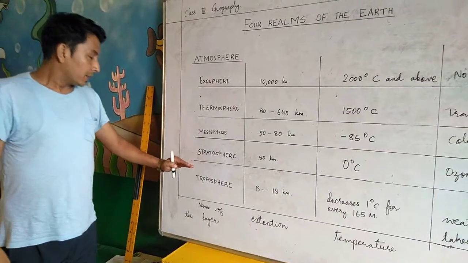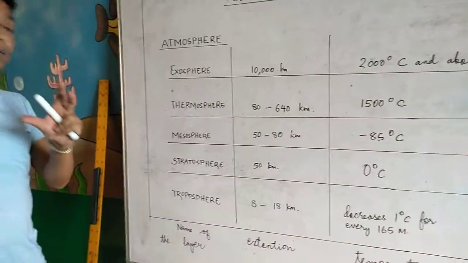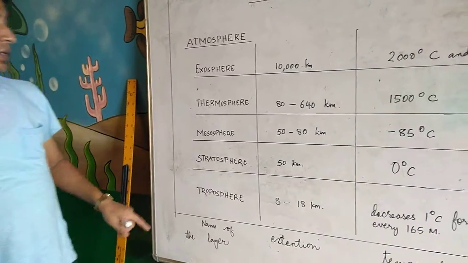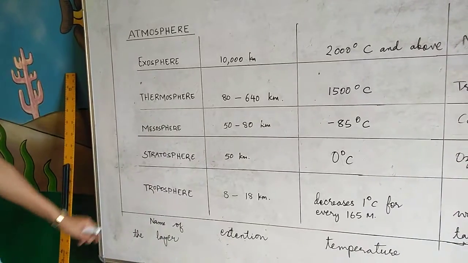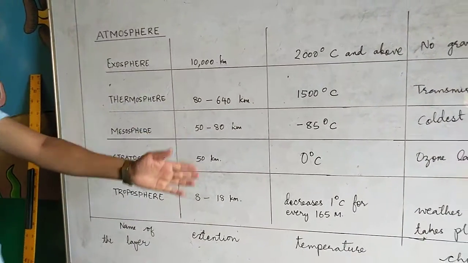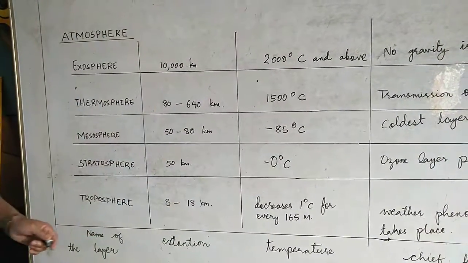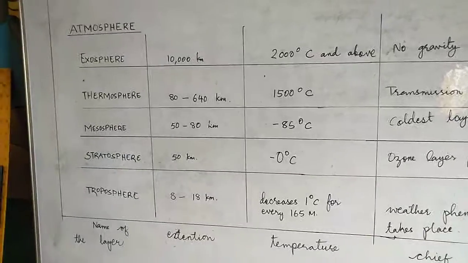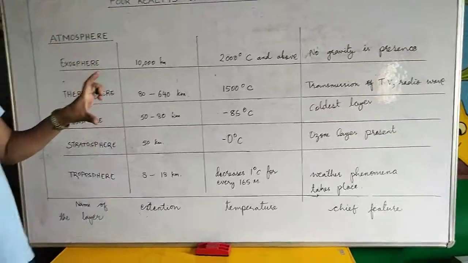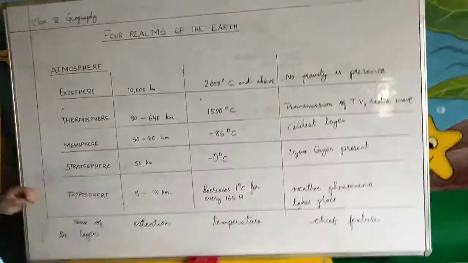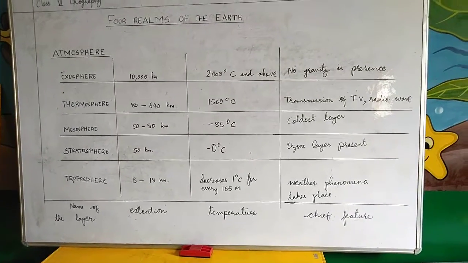Now immediately after the troposphere, the stratosphere lies, another layer of atmosphere. The extension is 50 kilometers from the ground. The temperature is minus 0 degree centigrade. That means stratosphere is very cold. This is supposed to be the coldest layer of the atmosphere.